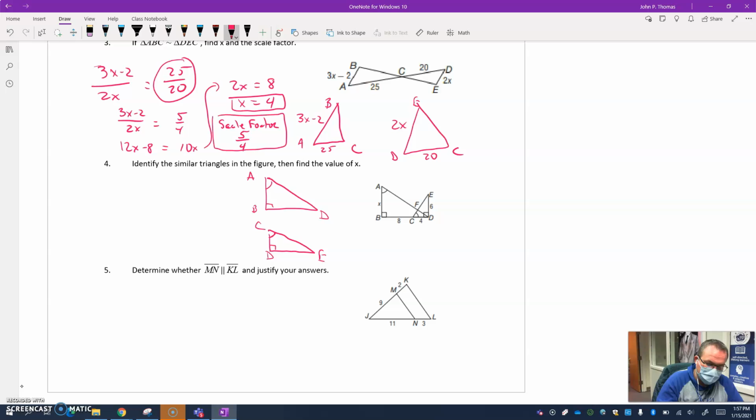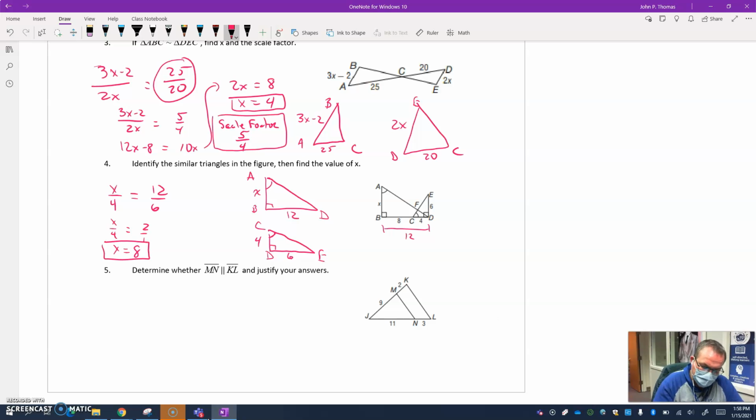So I'm similar. All right, AB is X. BD is 8 and the 4, so that's 12. CD is 4, and DE is 6. So now I'm just going to set up my proportion. I've got X over 4 equals 12 over 6. All right, so X over 4 equals 2 over 1. Cross multiply, I get X equals 8. All right, and that is my X value.